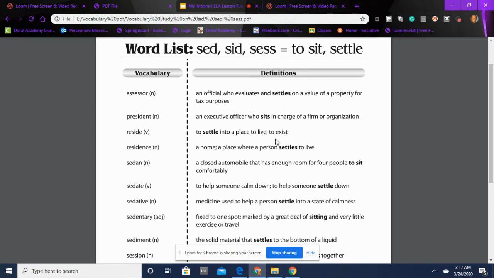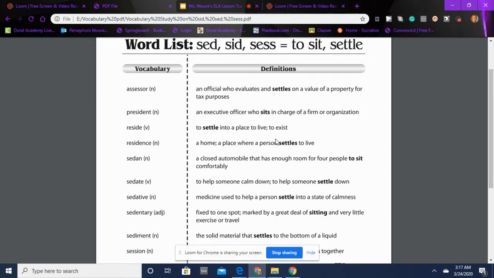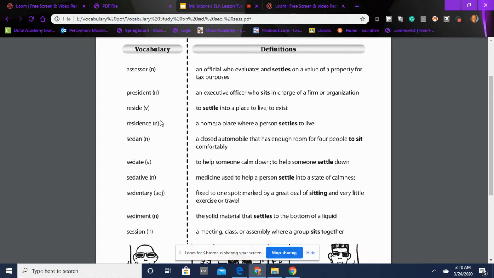We also reside on planet Earth. We exist on planet Earth. Next is residence. You'll notice that reside is the verb, residence is the noun. Residence is a home, a place where a person settles to live. So you reside at your residence.